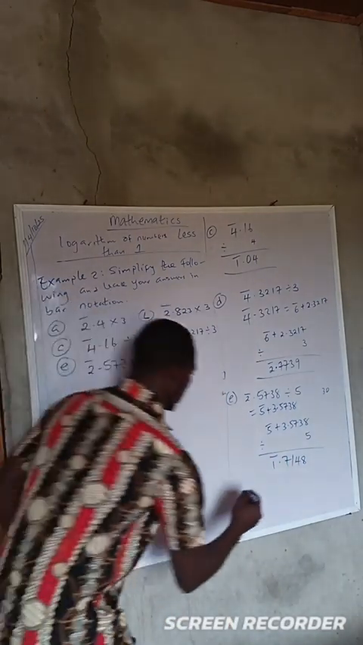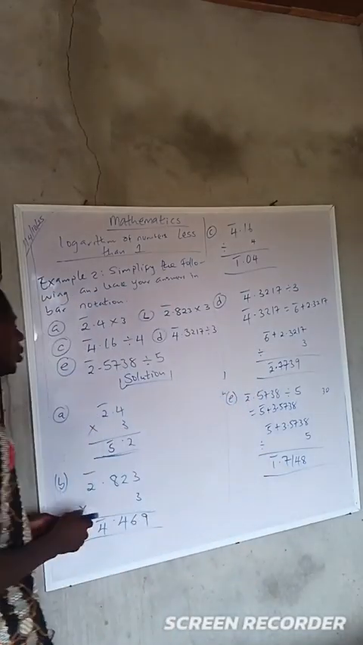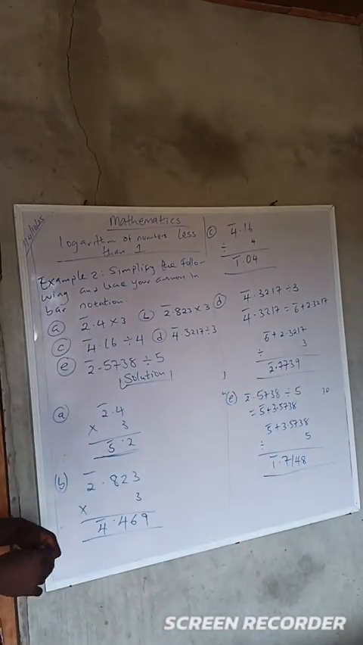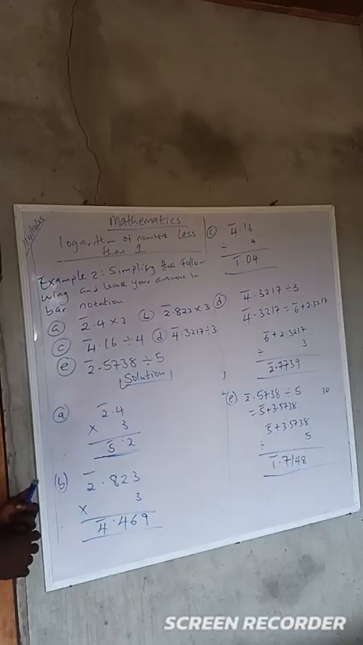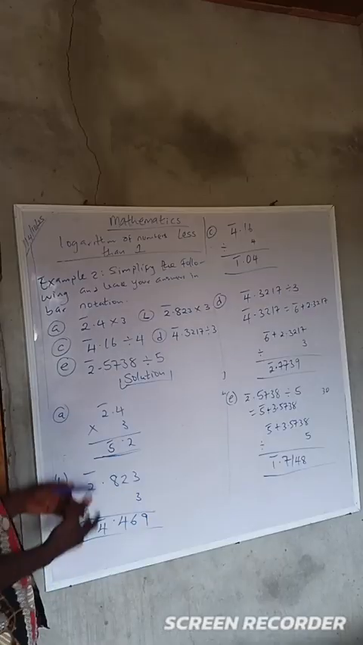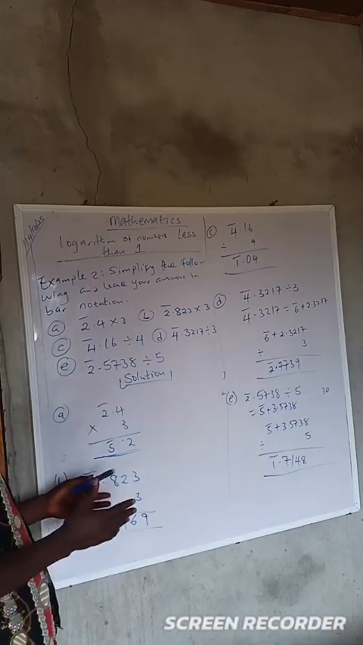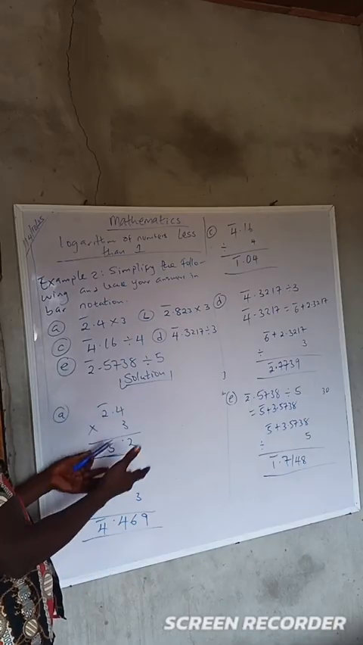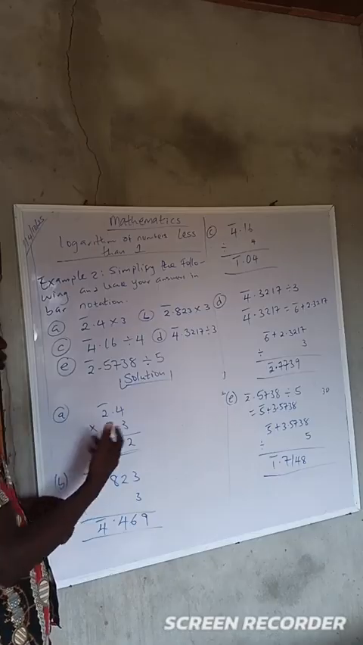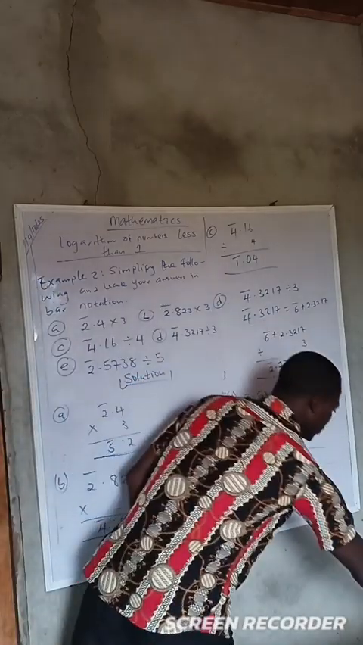So bar 2.5738 divided by 5 will give us bar 1.7148. So we are going to make use of all this in our calculations, and that's why I've taken my time to show you how to do all these things. So now let's move to calculations.